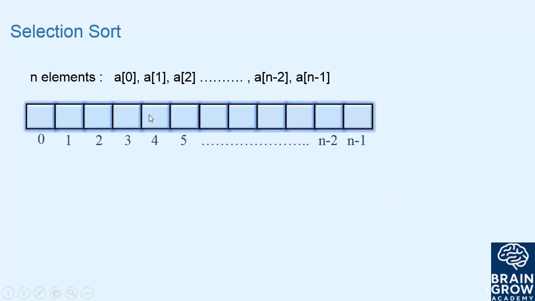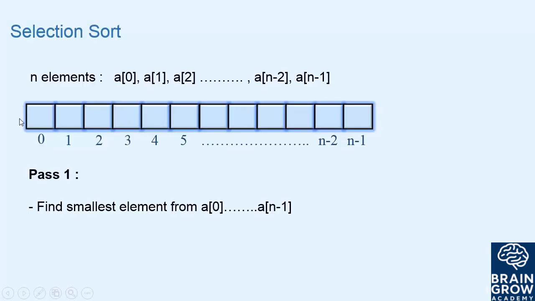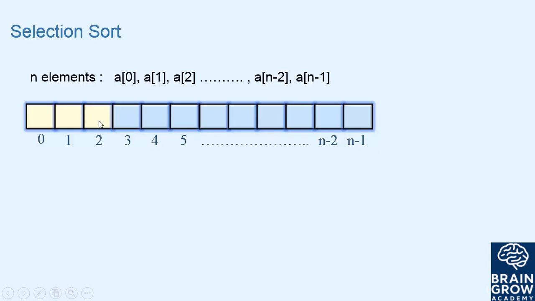Now let's see the whole procedure for the selection sort algorithm. This is the array A of n elements that we are going to sort in ascending order. Now in pass 1, first we'll find the smallest element from this whole array, and the proper place for that element would be this 0th position. So we'll swap it with A0. In pass 2, we'll find the smallest element from this portion A1 to AN minus 1 and swap it with A1, because the proper place for that element would be this. Now in pass 3, we'll find the smallest element from this portion and swap it with element A2. And this process will continue.